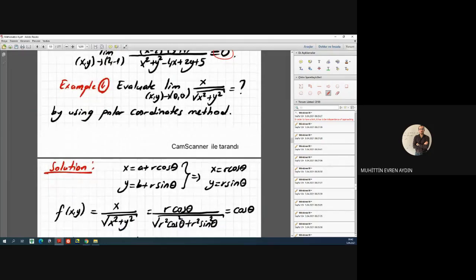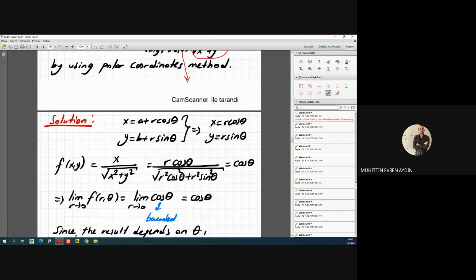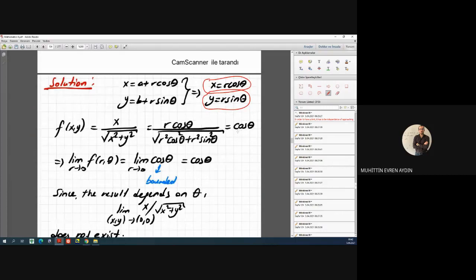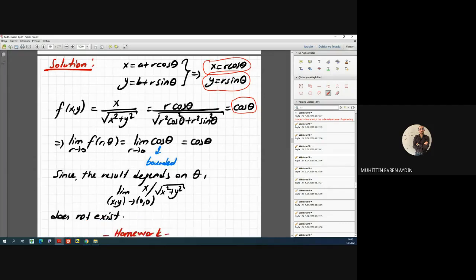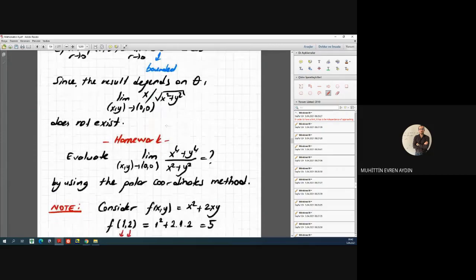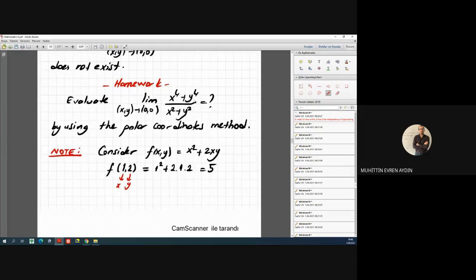Another example: our function is x over the square root of x squared plus y squared, and the point is the origin. So we have to replace with this transformation and we obtain cosine theta. The result depends on the value of theta, so our limit doesn't exist. Yes, there are some other examples that you may solve by yourself.